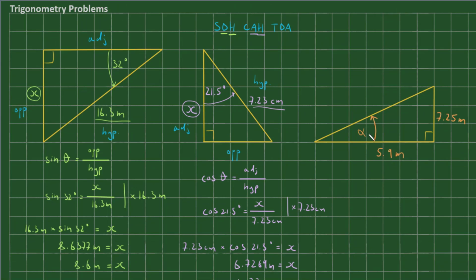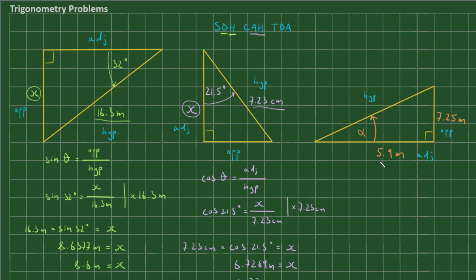So this time I need to find the angle. However, just like before, I'm going to label the sides of the triangle with respect to the angle given. This time the angle given is alpha. The side opposite angle alpha is opposite. The side that the angle sits on is the adjacent. And the longest side is the hypotenuse.